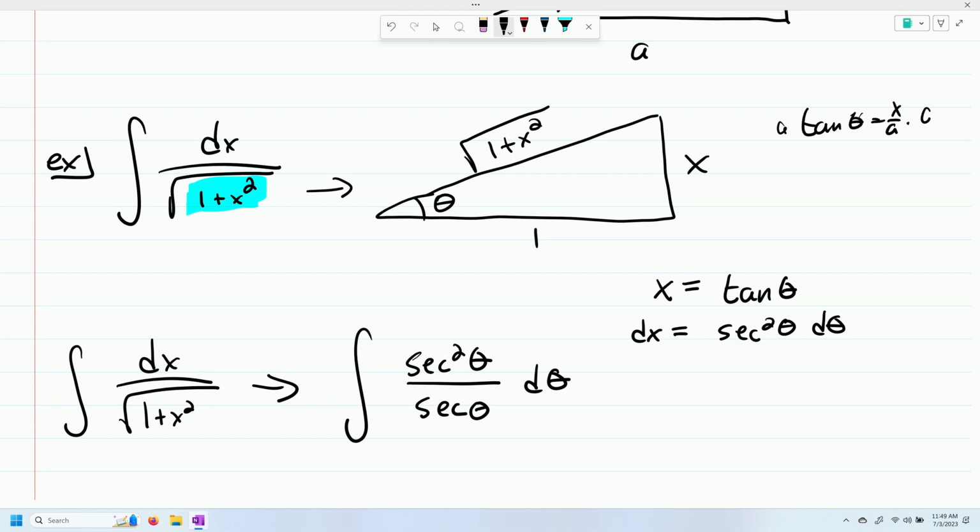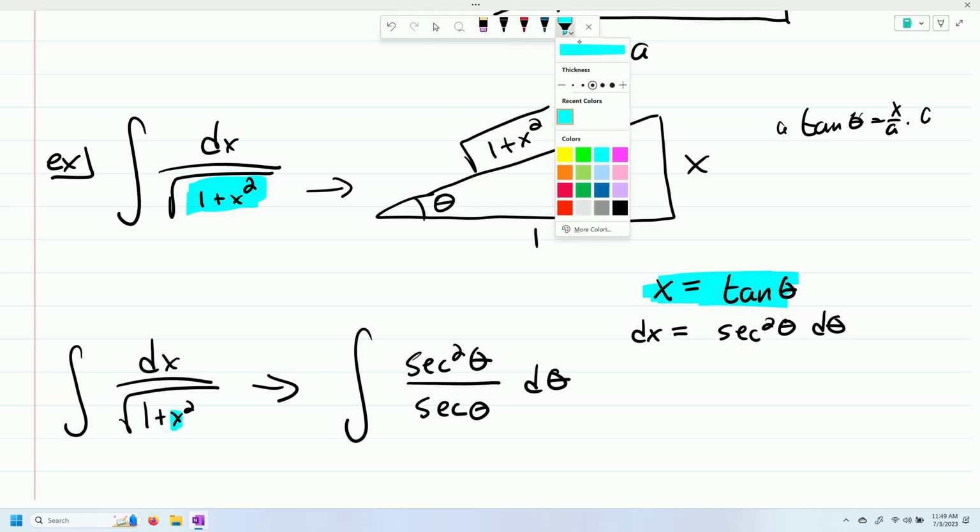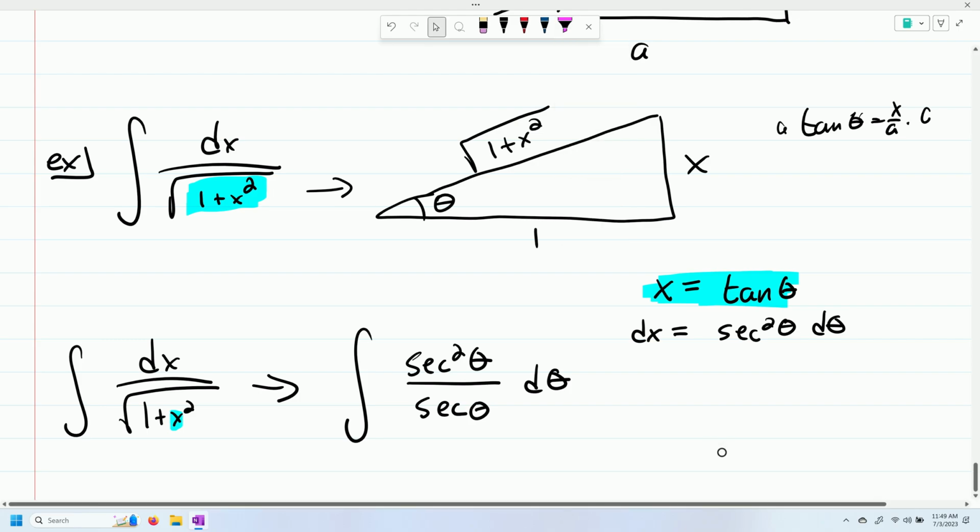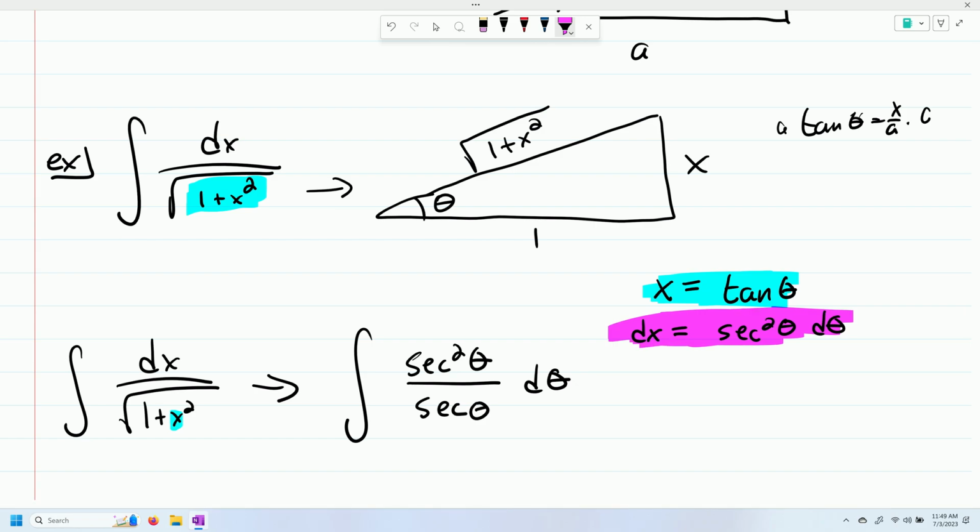So let me color code these for us, okay? Wherever you see x, you're going to replace it with tangent theta. So that goes down here. Wherever we see dx, we are going to replace it with secant squared theta d theta. So here's the dx, here's the secant squared theta d theta right there.